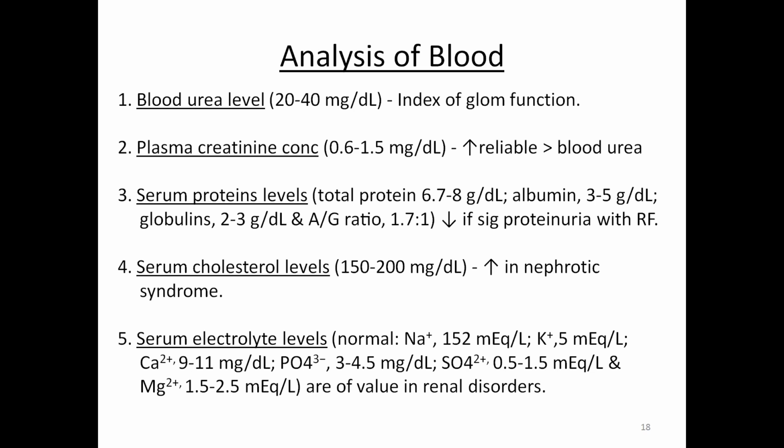Normal protein is 6.7 to 8 gram per deciliter, out of which albumin is 3.5 gram per deciliter, globulins are 2 to 3 gram per deciliter, and the A/G ratio, albumin globulin ratio, is 1.7:1. So these are reduced if there is significant proteinuria with renal failure. In nephrotic syndrome, the albumin levels decrease and globulin levels increase, leading to reversal of the A/G ratio.